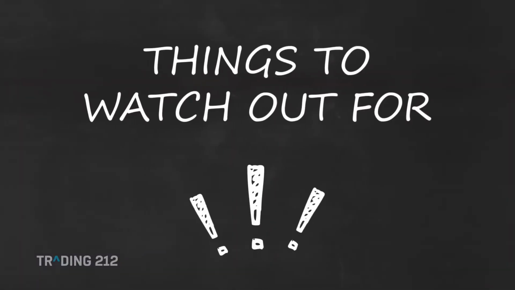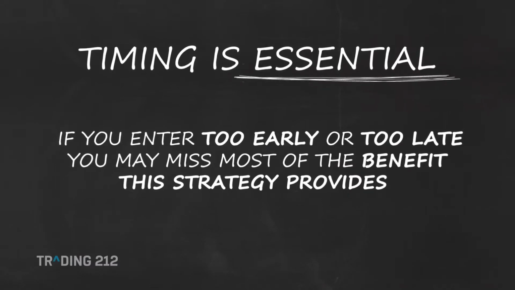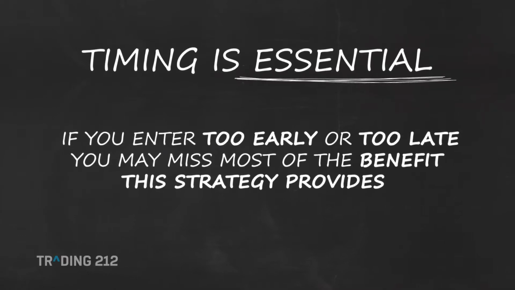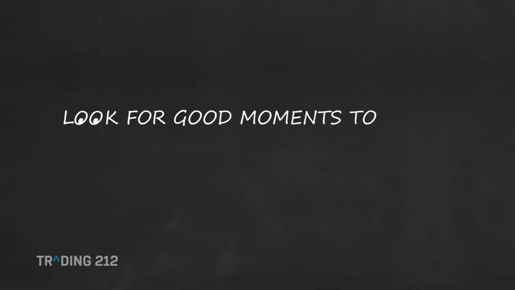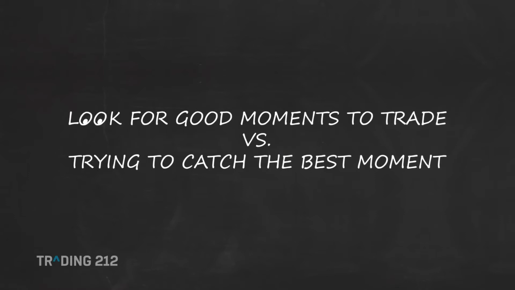Things to watch out for. Timing is essential in this strategy. If you enter too early or too late, you may miss most of the benefit this strategy provides. However, trading absolute tops and bottoms is extremely difficult and results in bad trades and frustration. A more reasonable approach is not to look at it as a small window of time when you can make the best trade, but rather look for something that qualifies as a good moment. Trends usually last longer than other formations and, if identified correctly, can outweigh any small miss in the timing.